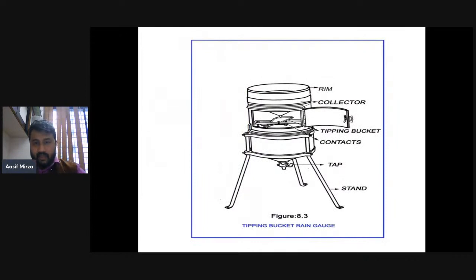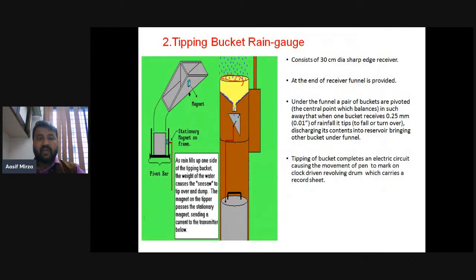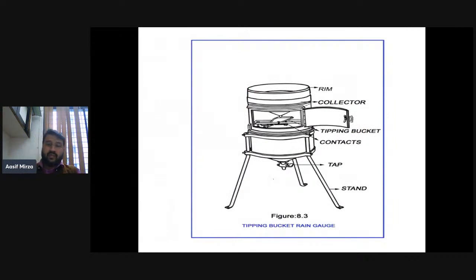Now you can see here in figure 8.3 the tipping bucket rain gauge in actual. First, this is the graphical representation of the tipping bucket rain gauge, and in figure number 8.3 you can see the actual tipping bucket rain gauge. You can see here is the rim. This is nothing but the collector, this is the tipping bucket, this is the contact. Now this tip is placed over the stand. So this is the diagram of the tipping bucket rain gauge.